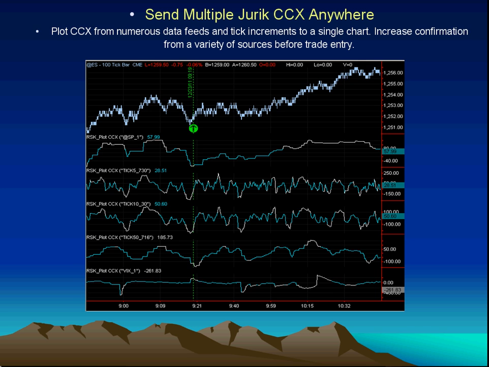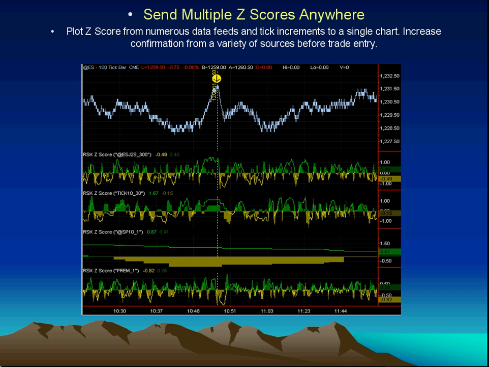Let's take a look at the Z-score. Z-score coming off of a 300 tick bar ES, a 10 tick bar from the NYSE tick, the large contract, and even the premium is included. And by lining up those Z-scores, you see a good opportunity for a short trade.